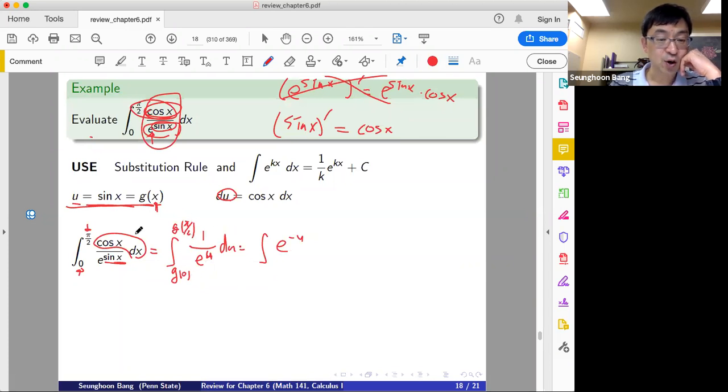What is g of 0? The g of 0 is sine of 0. The sine of 0 is 0. You can plug pi over 2 into x. Sine of pi over 2 is just 1.